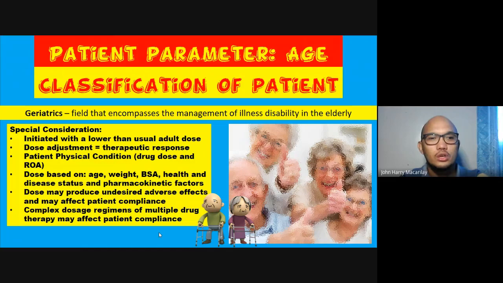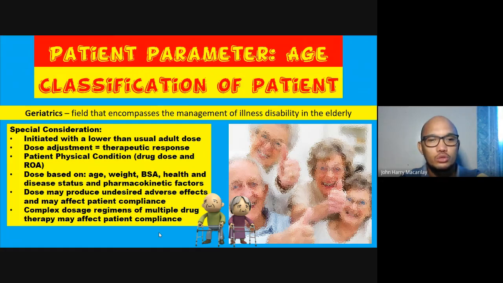Special consideration for elderly people or for the geriatric: treatment is initiated with lower than usual adult dosage because of the decline in the function of the organs. We have to adjust the dose, which will be equivalent to the therapeutic response.